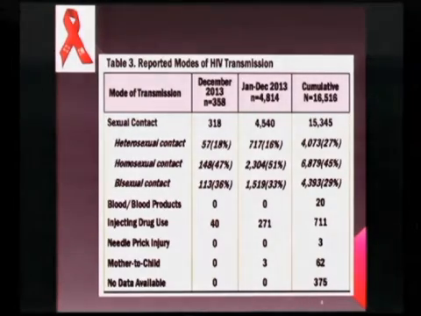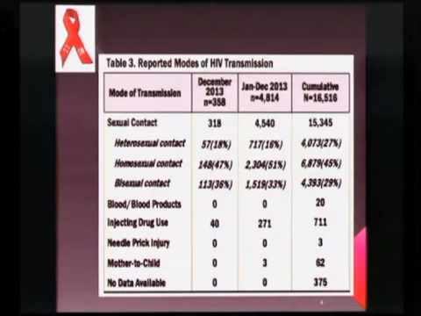For the mode of transmission, the majority, at 91%, was because of sexual contact. But for children, it's mostly mother to child, which means it's from vertical transmission. Some of them had HIV because of sexual transmission. This is for the teenagers.